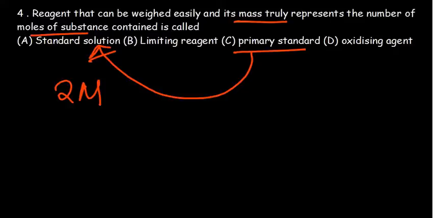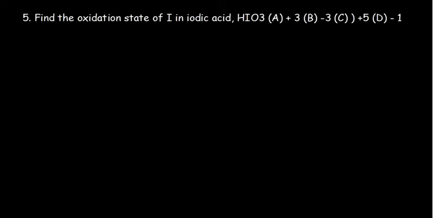Of course, we know what a limiting reagent is, we know what an oxidizing agent is. Find the oxidation state of I in iodic acid. All these videos are available in full. If you want to learn about these basic calculations in detail, we've talked about it more in the second tutorial sheet. But I'll go straight to the point and answer the question.